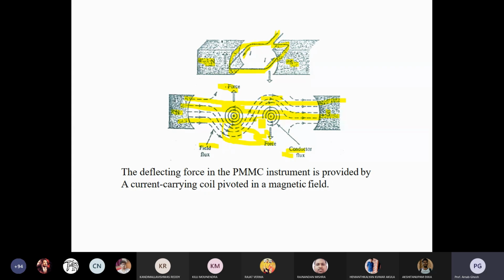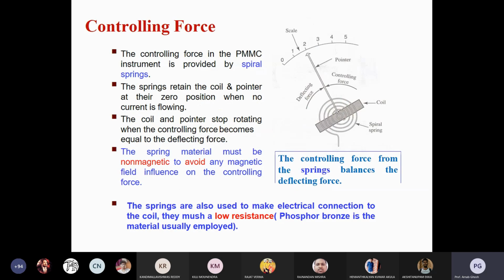So how it will be fixed, you need to know how much pressure you need to give, otherwise it works over a huge range but may suddenly burn out, so that's why it is required. I told you about the controlling force. Now that terminology is familiar to you. Three torques are there: deflecting torque, controlling torque, and another, damping torque. So first we are discussing the controlling torque.